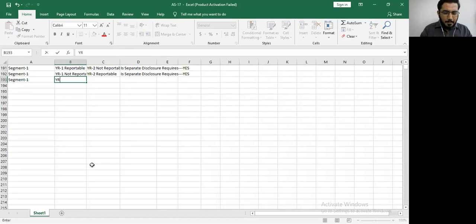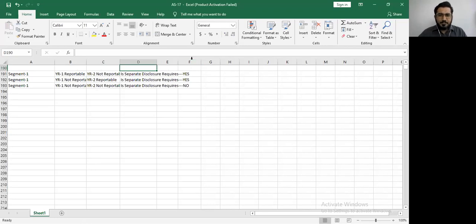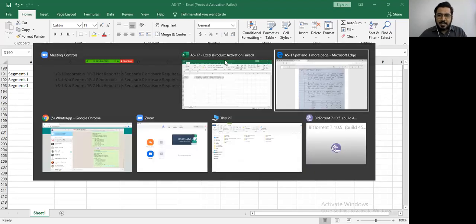Segment 1, Year 1 not reportable, Year 2 also not reportable. So for 2 consecutive years it is not reportable. Is separate disclosure required? The answer this time is no. Are you understanding? Year 1 reportable, Year 2 not reportable: separate disclosure is required. Year 1 not reportable, Year 2 reportable: separate disclosure is still required. If it remains non-reportable for 2 consecutive years, then no disclosure is required. Are you understanding?